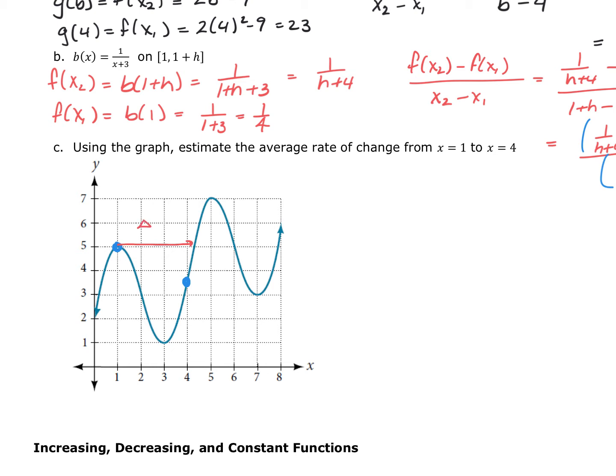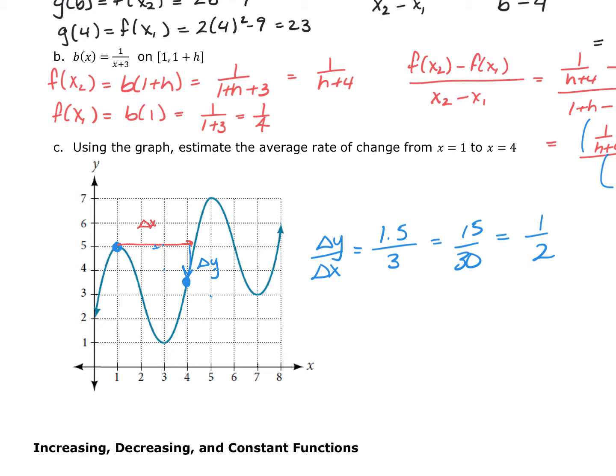This way is my change in x. And this way is my change in y. So my change in y over my change in x, my change in y is going down, so it's negative 1.5. And then my change in x from 1 to 4 is 3. Now here's the thing. We do not leave decimals inside of fractions. So I'm going to multiply the numerator and denominator by 10 because I have 1 decimal. So I have 15 over 30, which reduces down into 1/2. And that is my average rate of change.